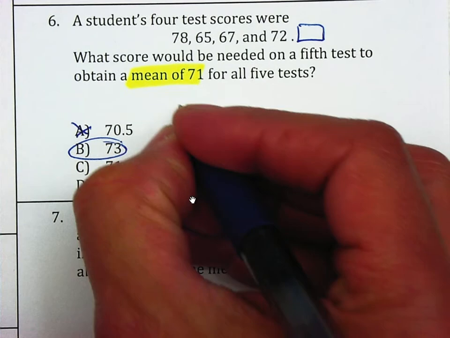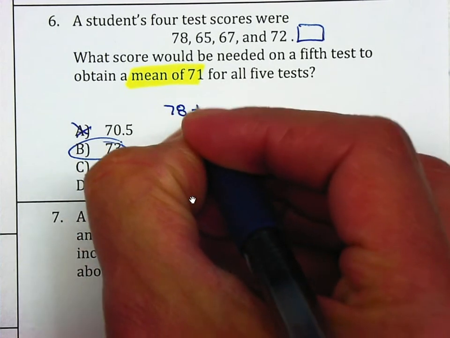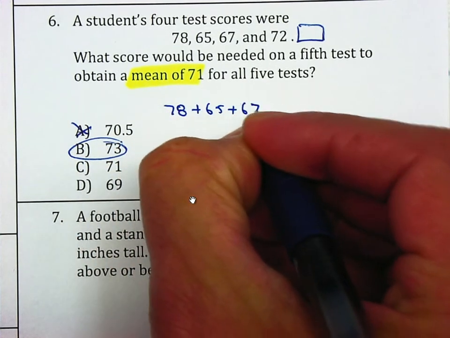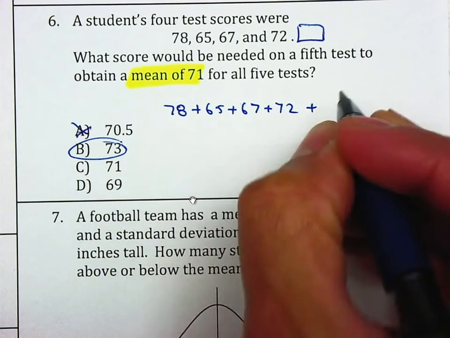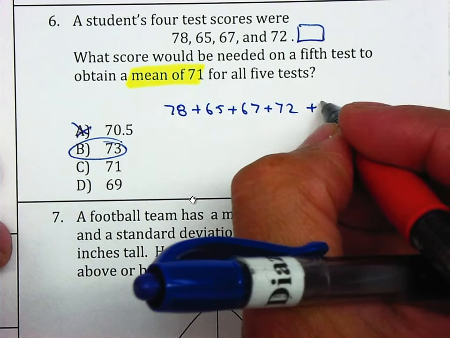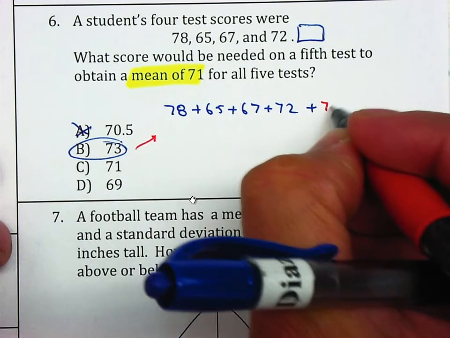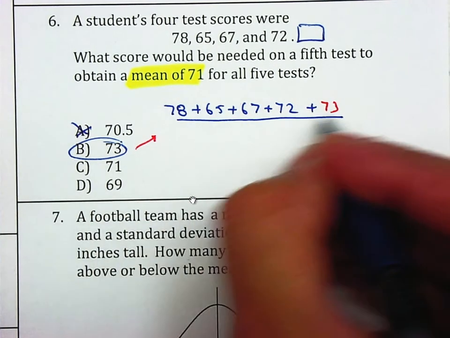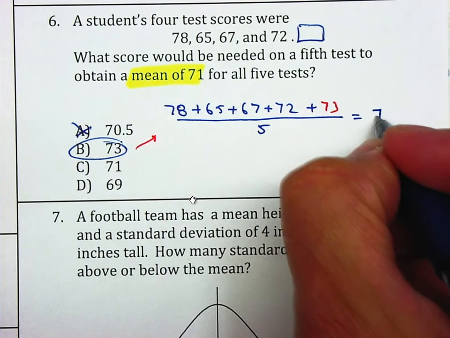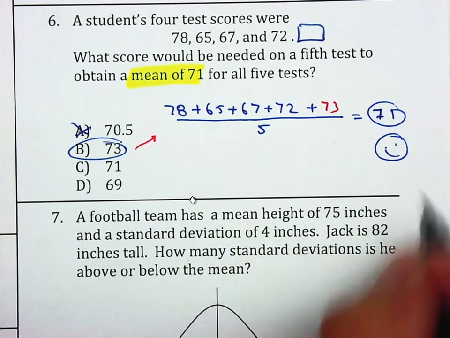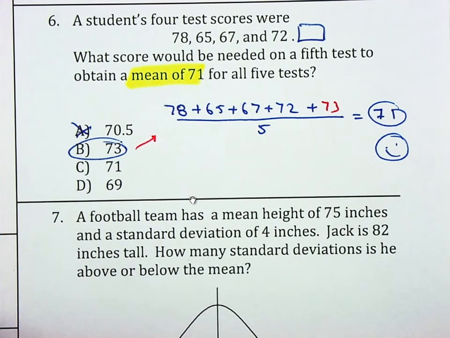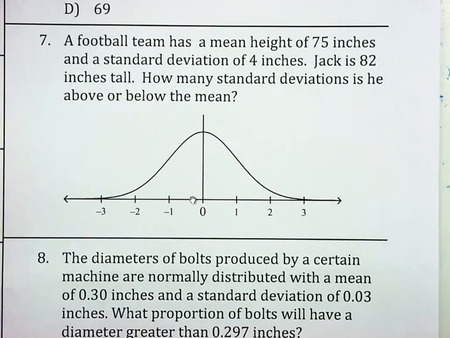So the work that you need to show me here is 78 plus 65 plus 67 plus 72 plus the 73, divided by 5, and that is equal to 71. Remember that you need to show me work on each problem. Problem number 7.